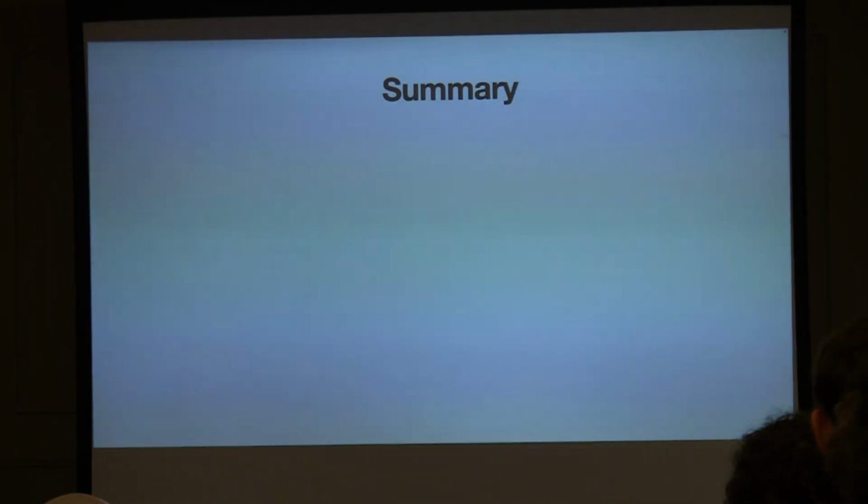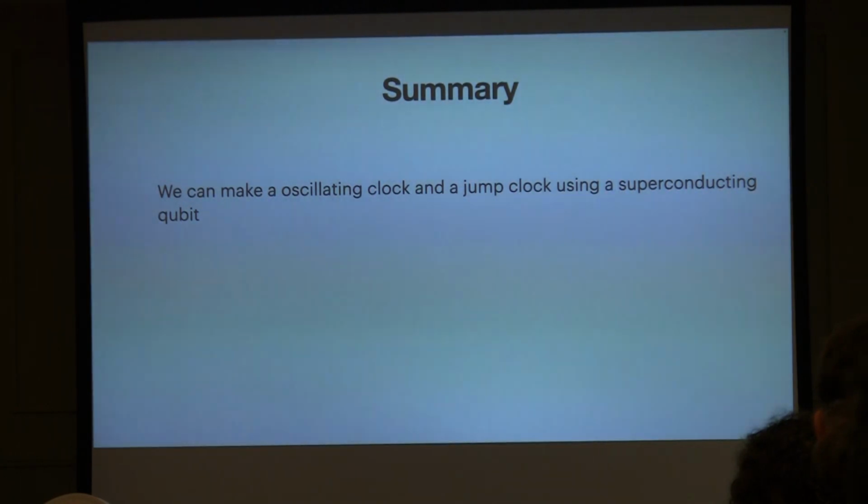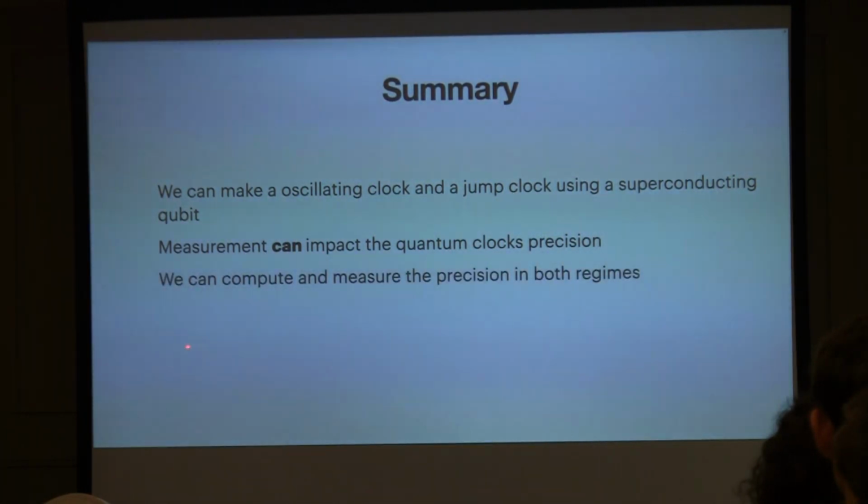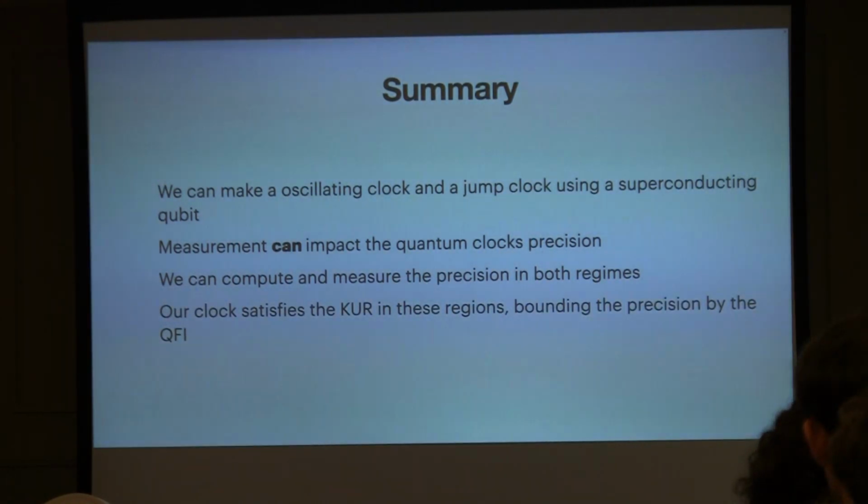So just to summarize so far, we can make an oscillating clock and a jump clock using our superconducting qubit. Measurement can impact the quantum clock's precision, so strong measurements lead to more perturbative behavior of the clock. We can compute and measure the precision in both regimes, and our clock satisfies the kinetic uncertainty relation in both of these regimes, which allows us to bound the precision by the quantum Fisher information.